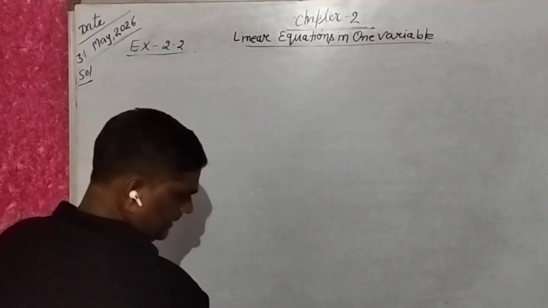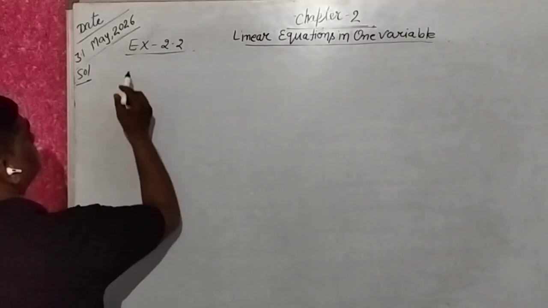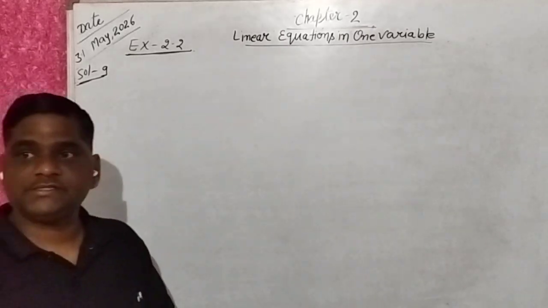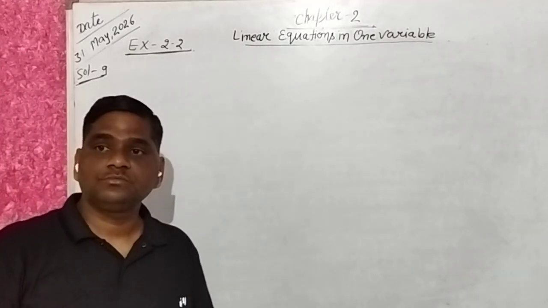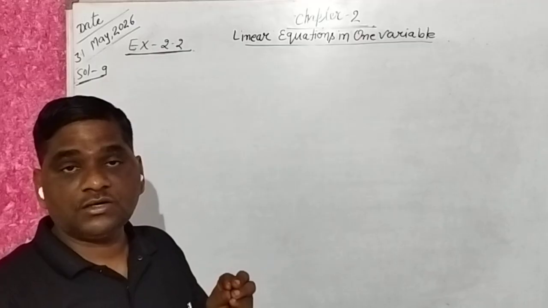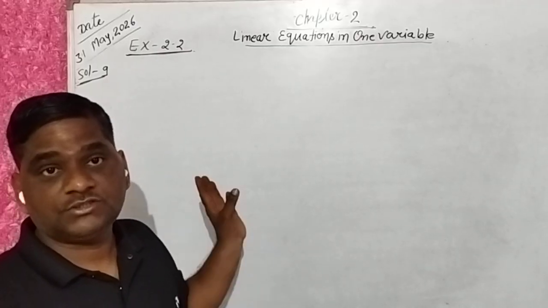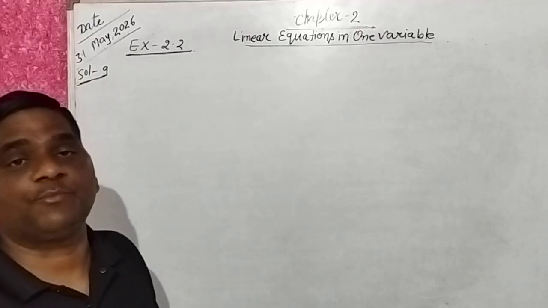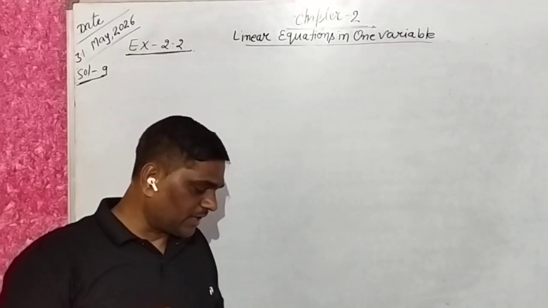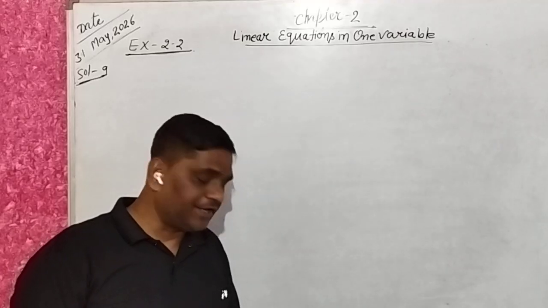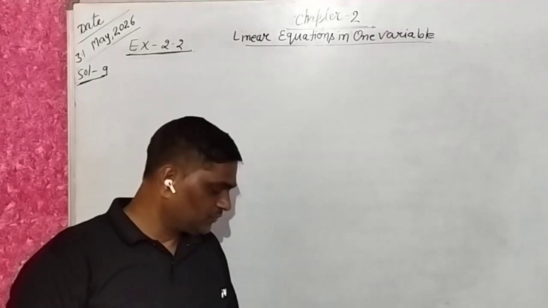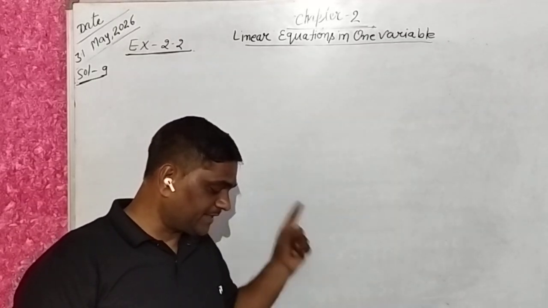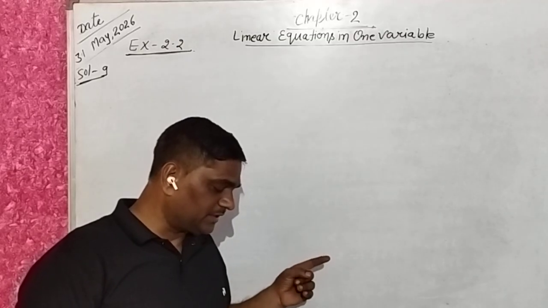Question number 9. This is a factor question, so think properly. See here properly. How do we solve this type of question? The ages of Rahul and Harun are in the ratio 5:7. 4 years later, the sum of their ages will be 56 years. What are their present ages?